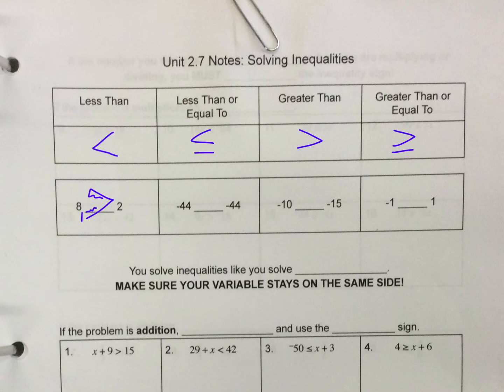Negative 44, negative 44. Those are equal. Negative 10, negative 15. Well, you think the 15, but actually negative 10 is a bigger number. Just think, I'd rather only have to pay someone $10 than $15. And then the alligator wants to eat the 1. All right, so that's review.